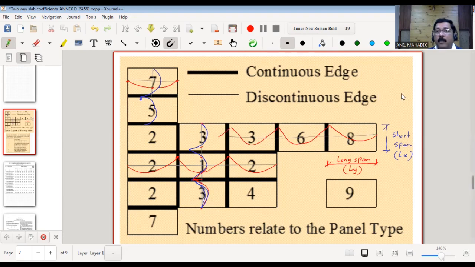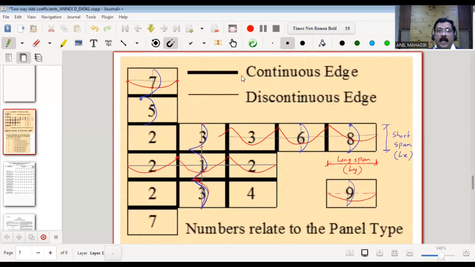For case 8, the short span will be simply supported only. Like this, 0, discontinuous ends, 0. Again here it will be discontinuous, so it will be 0 at the ends. So this is the interpretation. Now case 9 is simply supported in all directions. That means discontinuous at 4 edges, so it will be only the simply supported case. In the last video we have seen the simply supported slab case. So this is the interpretation of all the cases.